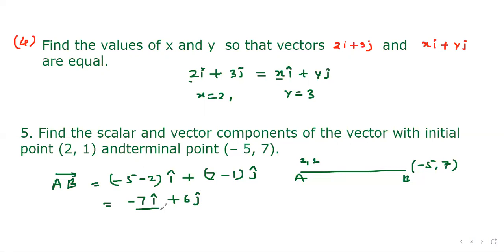Here, minus 7 i cap and 6 j cap are the vector components, whereas minus 7 and 6 are the scalar components. So we have to take the sign: minus 7 i cap and 6 j cap are the vector components, and minus 7 and 6 are the scalar components.